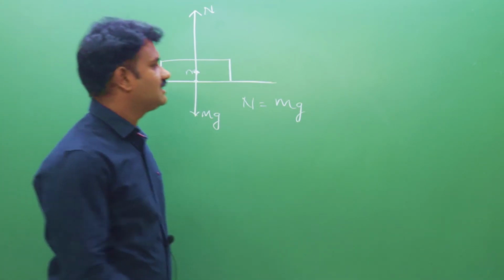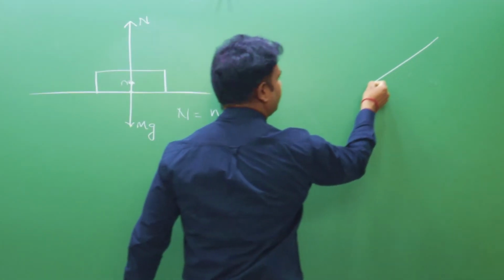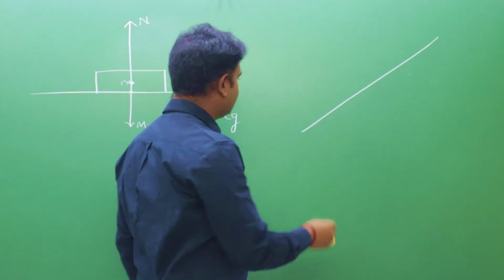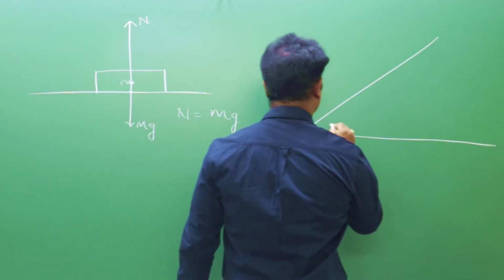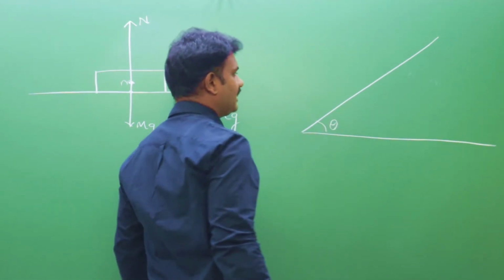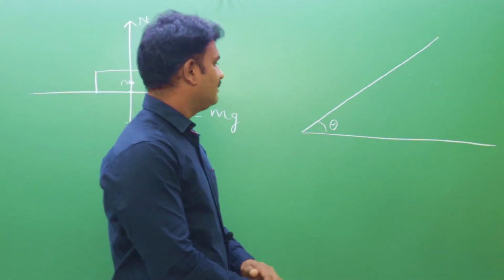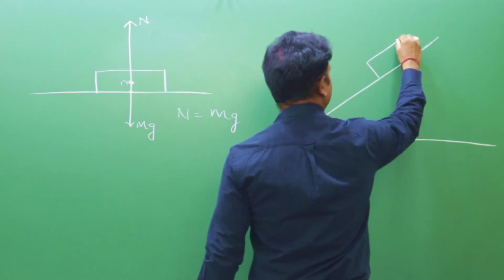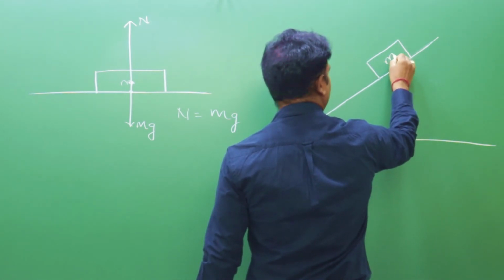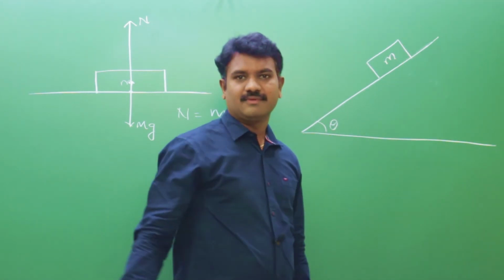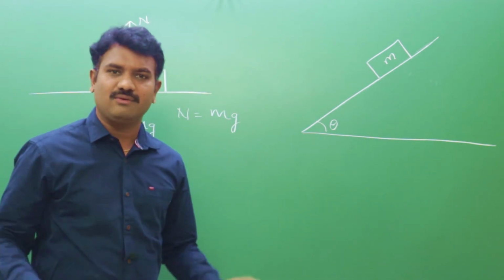Okay. Next let us discuss the inclined surface. Say this is a rough inclined surface of inclination theta. A block of mass m is placed on the inclined surface. Now what is the normal reaction in this case? We have to study now.